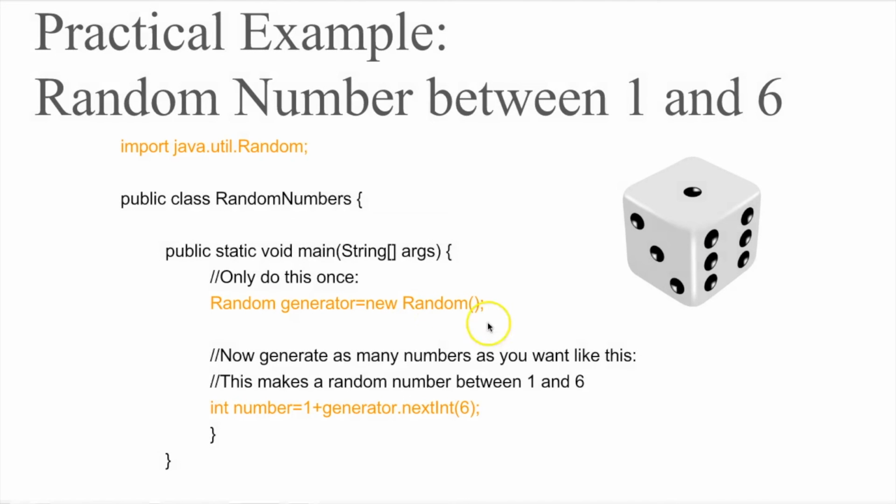Here's a practical example. This is how I would generate a roll of a dice, which could give me a random number between 1 and 6. I would start off by importing the class, same as scanner. Then I would create a new generator, same as scanner. And every time I want to use it, I would do something like this: int number, and then I would use generator.nextInt(6), which gives me a number between 0 and 5. So I just move the whole range up 1 by adding 1. So the number between 0 and 5 that would give me, I add 1 to it, and that random number becomes between 1 and 6.